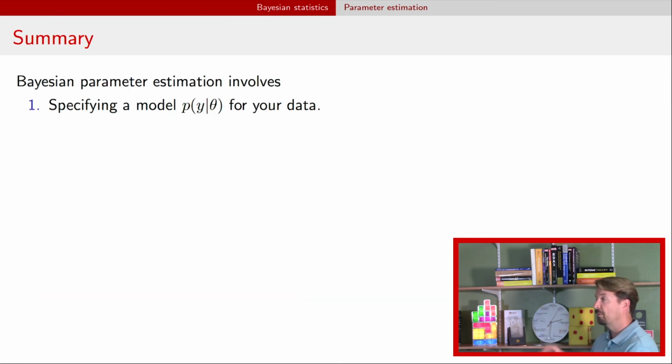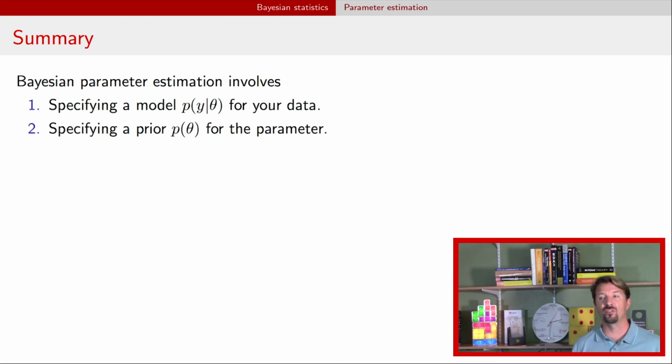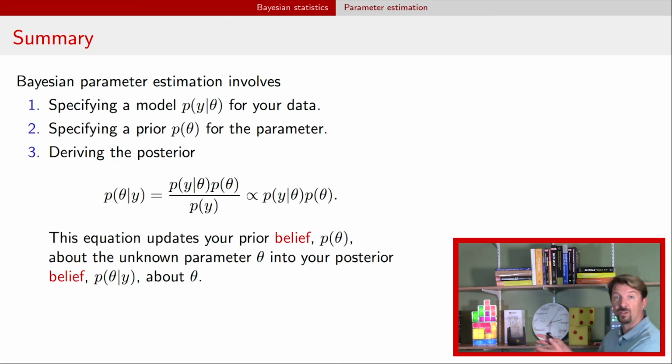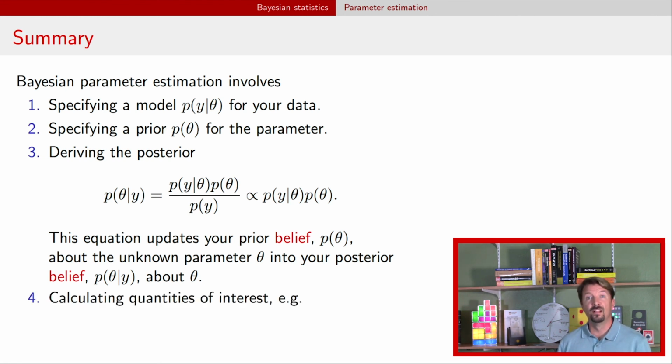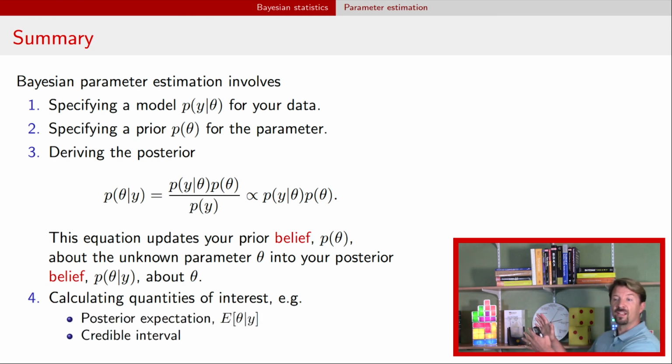All right, so let's just summarize what we talked about in the context of Bayesian parameter estimation and specifically within this binomial model. So first off, if you're going to do a Bayesian parameter estimation, you have to specify a model for your data. You have to specify a prior for the parameter. You have to then use those two to derive the posterior. And as a reminder, what this posterior is doing is updating your prior belief about that parameter into your posterior belief about that parameter. Finally, we might want to summarize that posterior by calculating some quantities of interest, for example, a posterior expectation or a credible interval, perhaps an equal tail credible interval.